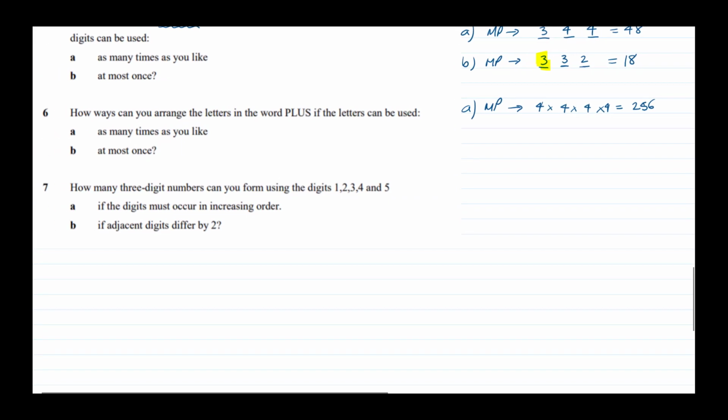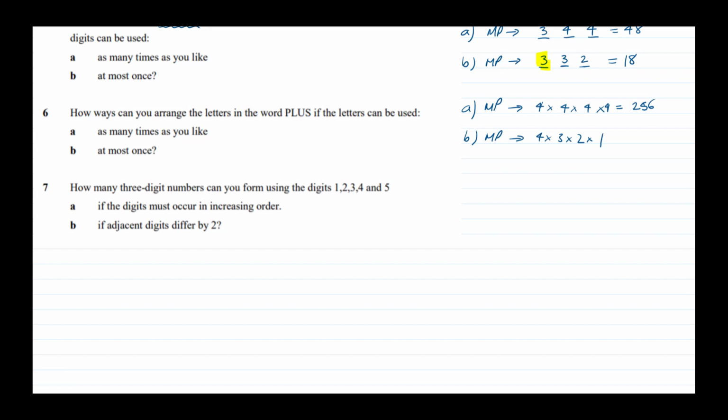And then part B, how many ways can you arrange them if each letter is used at most once? And so we get the same idea. 4 times 3 times 2 times 1. So we choose the letter P, L, U, or S, and then we remove whichever letter got chosen first, leaving us with 3 remaining letters to choose for the second letter, and so on and so forth.